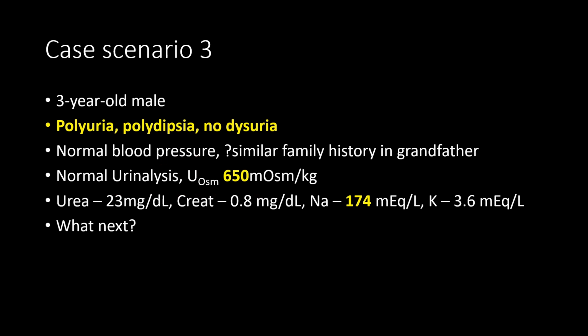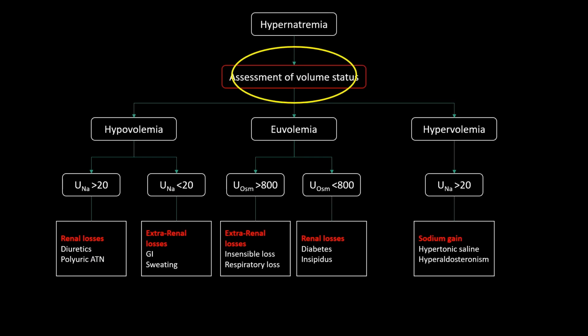So coming to the approach to hypernatremia, the flowchart of hypernatremia that we discussed, obviously we assess the volume status. The volume status of the child is normal in this case because normal blood pressure, no signs of fluid overload, so euvolemia, and the urinary osmolality is less than 800. So most likely this is a case of diabetes insipidus.